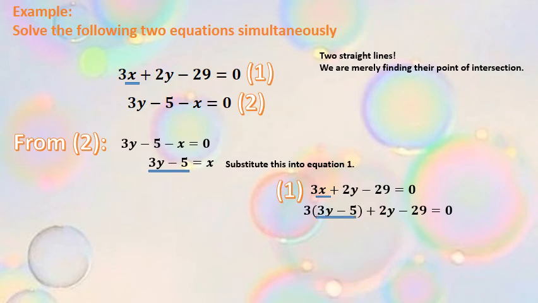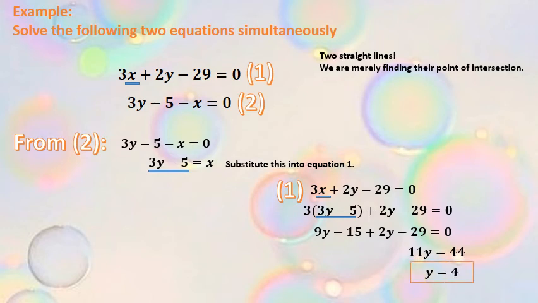Now this is a magical move because look at this very last thing I've written down. I only have y's in this equation. So we can solve for y as we normally would in any other ordinary linear equation. Distribute your 3 into the brackets and add your like terms, kick over the constant, and you'll get 11y equals 44. Divide by 11 on both sides, and we get y equals 4.